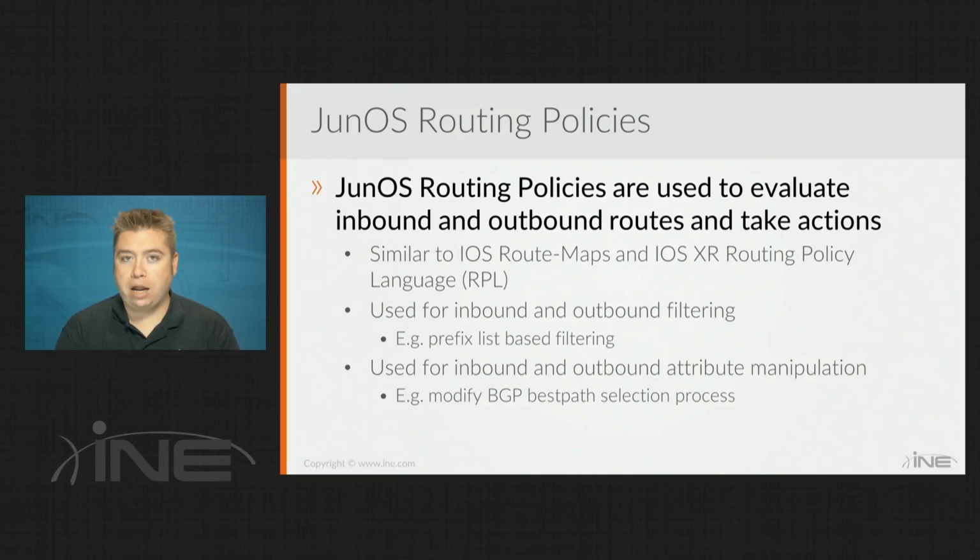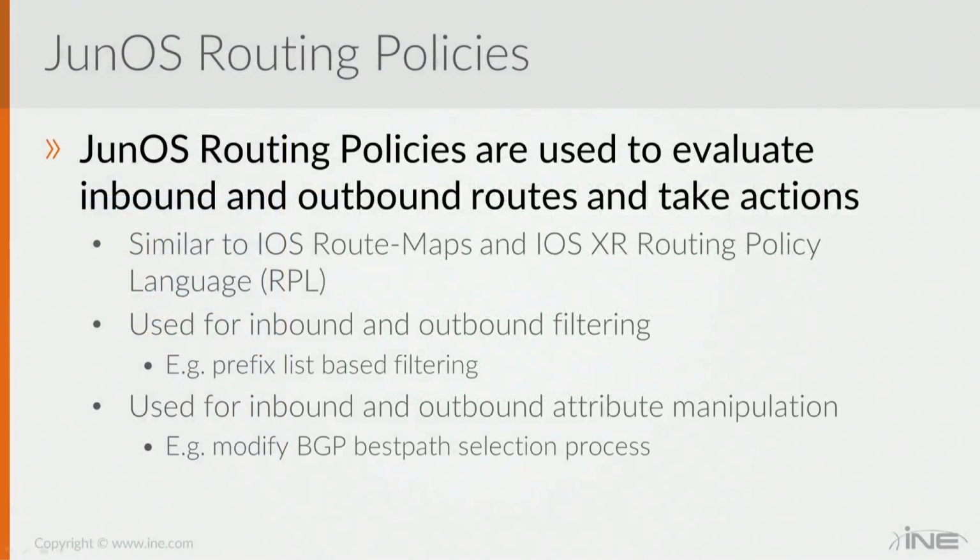Where in the case of regular IOS route maps, it's normally just a top-down process that we say if the match is true, then we're going to perform some action, like permit or deny a prefix, modify options like maybe a tag value if we're doing redistribution, or modify attributes like local preference, AS path information if we're talking about BGP. So in the case of JunOS, all of that is going to be applied here under the routing policies.